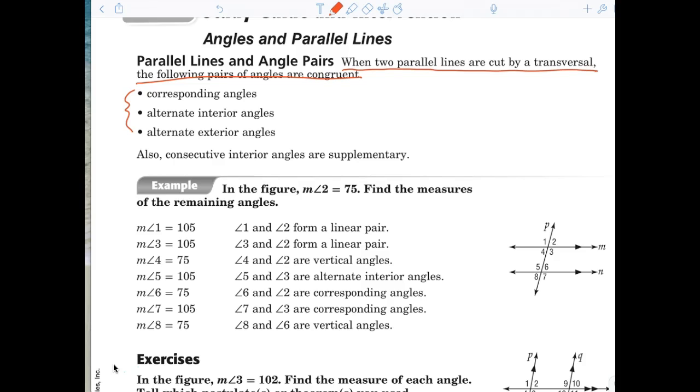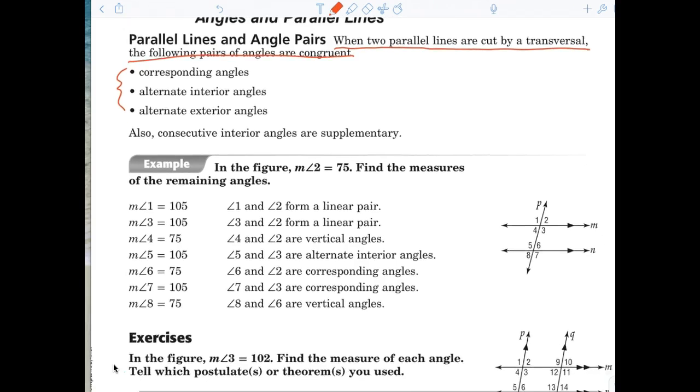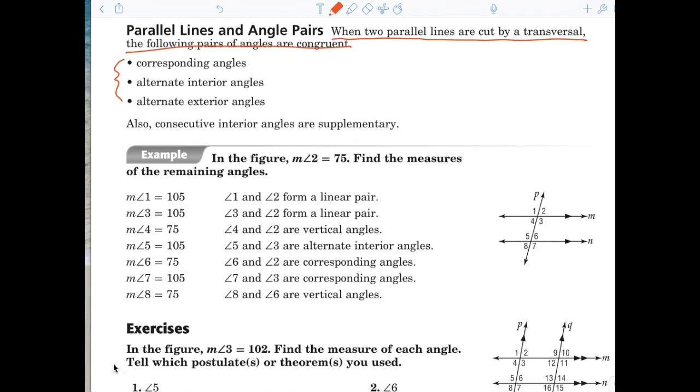Now we're going to start proving them. I think we're going to prove them all next week. But right now, we're just going to practice some algebra. It's very easy. I have the corresponding angles are congruent, alternate interior angles are congruent, and alternate exterior angles are congruent.